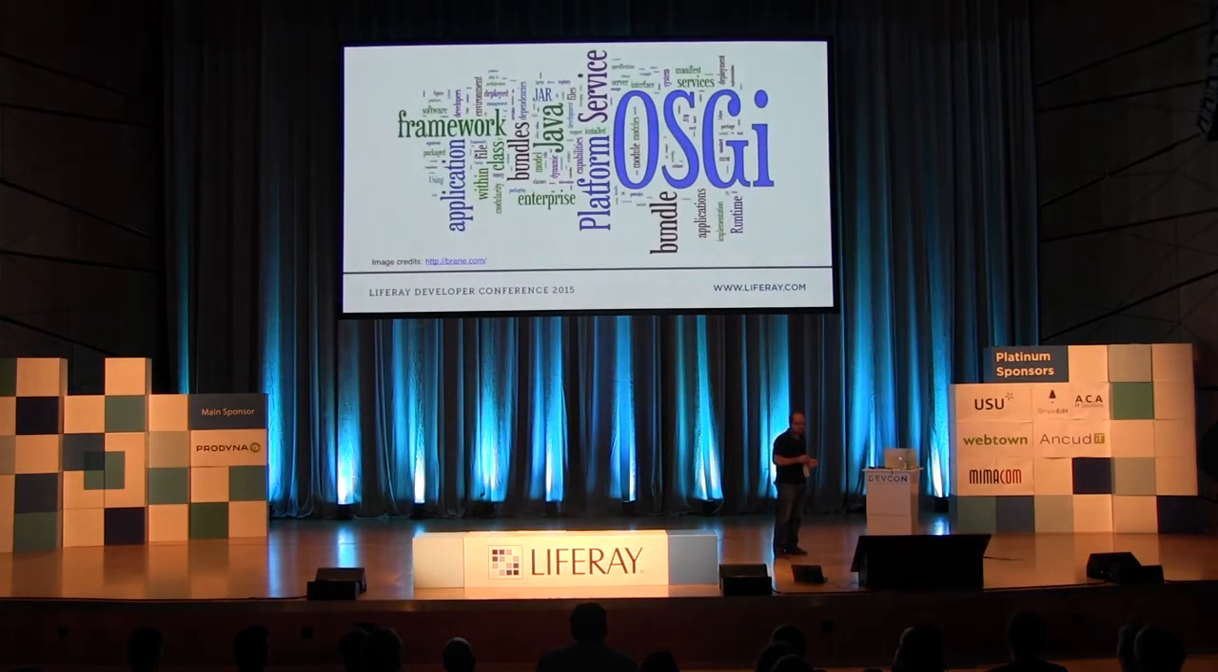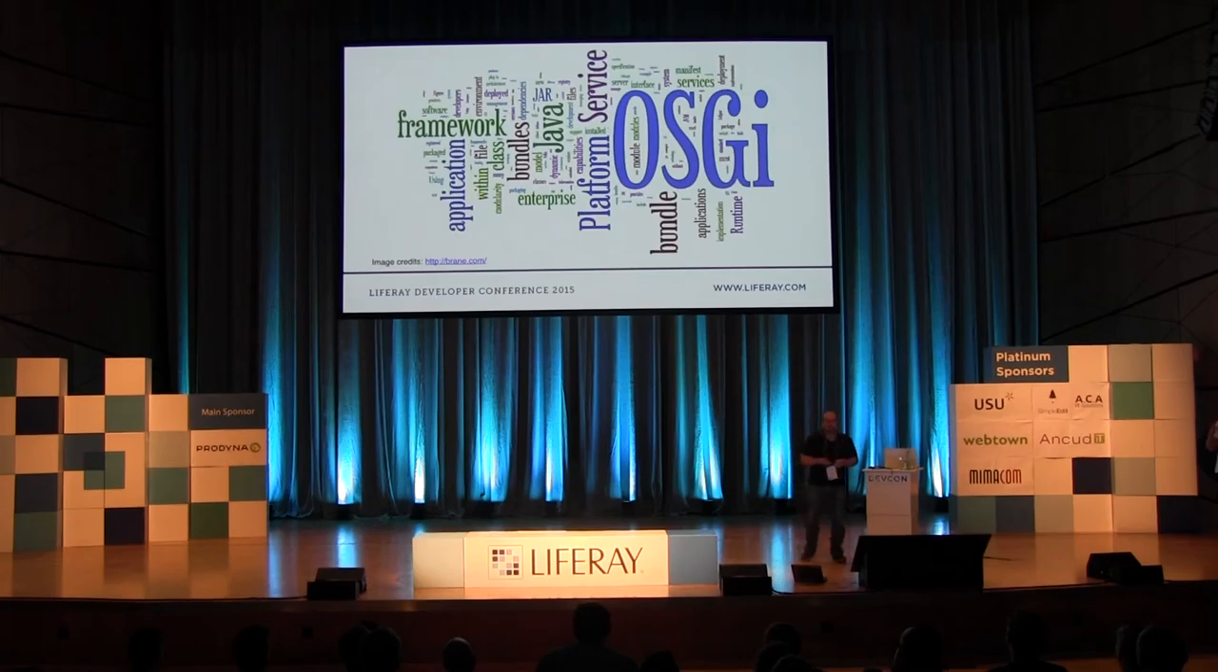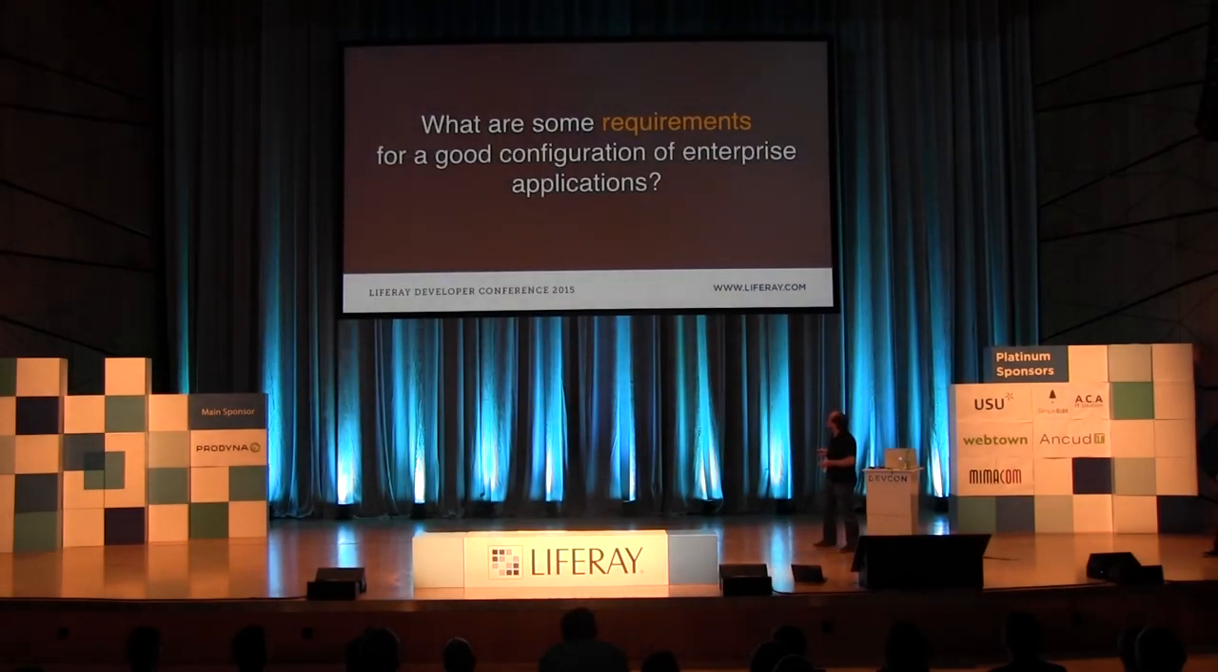As you have heard the last 2 days, we are trying to modularize the portal, and we want to take all the benefits of OSGi. So we didn't reinvent the wheel with the configuration API. We are borrowing some of the features of OSGi. Now we are going to show you some of the requirements for a good configuration of enterprise applications and what we have implemented in the API.